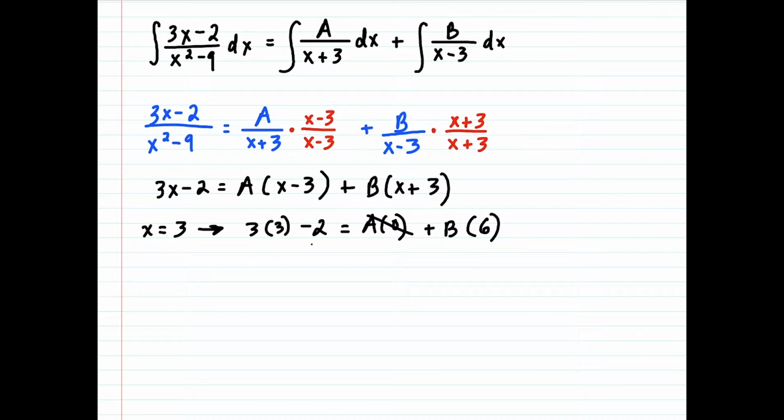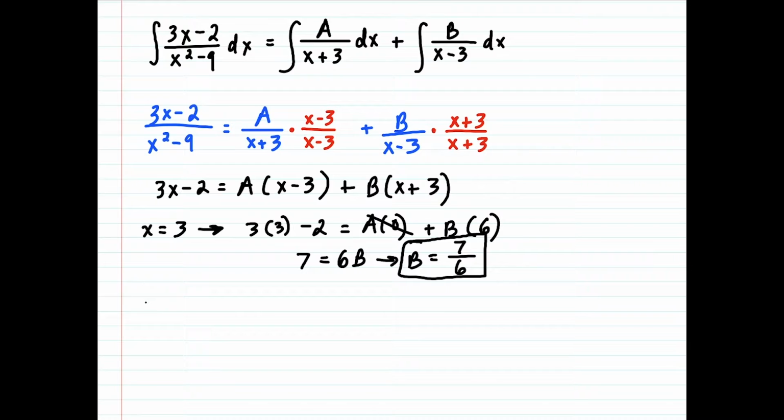So then the resulting equation that we have to solve, we're going to have 9 minus 2, which is 7, equal to 6b. And if we solve for b here, we're going to have b is equal to 7 over 6. So this is one of the terms that we need.